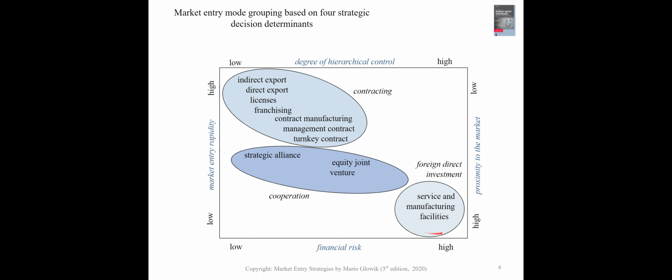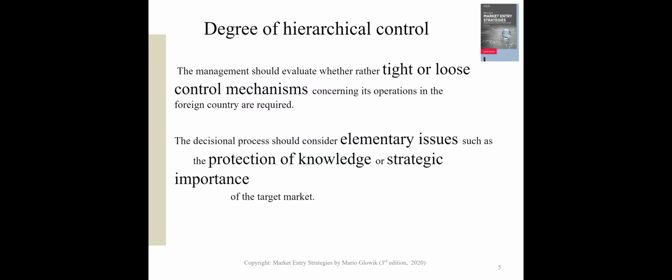And here we have the category titled foreign direct investment, which comes along with high financial risk, high proximity to the market, high degree of hierarchical control, but a low degree of market entry rapidity. So let's talk about each category step by step in order to provide more details concerning the meaning of each strategic decision determinant.